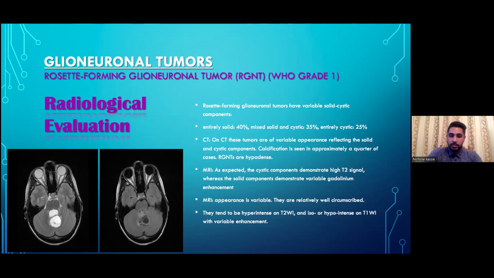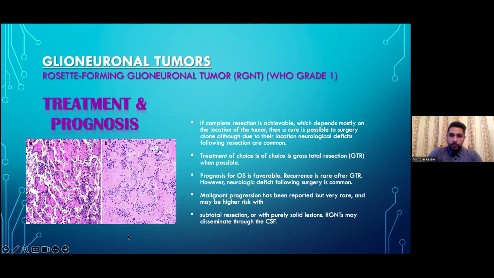Also on MRI, appearances, as we described, are variable. They are relatively well circumscribed. They tend to be hyperintense on the T2 weighted and iso to hypointense on the T1 with variable enhancement. If complete resection is achievable, which depends mostly on location of the tumor, then a cure is possible by surgery alone, although due to their location, neurological deficits following resections are quite common. Treatment of choice is gross total resection when possible. Prognosis for overall survival rate is favorable, and recurrence is rare after a gross total resection.